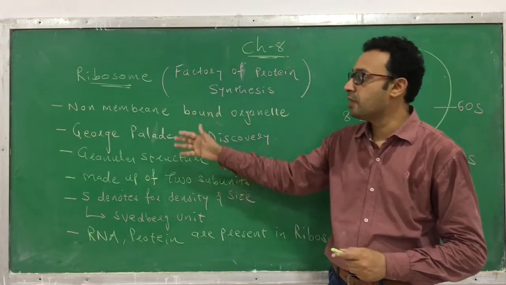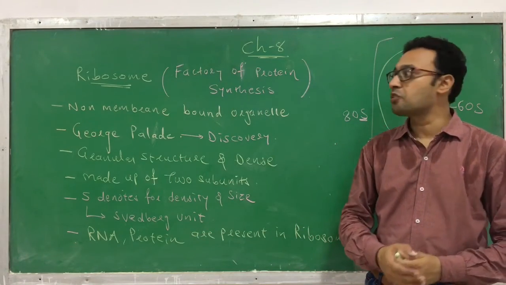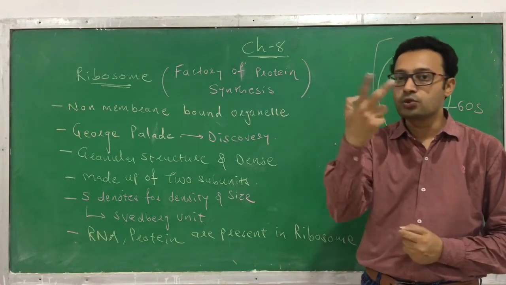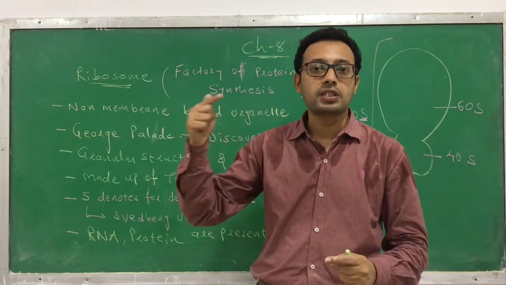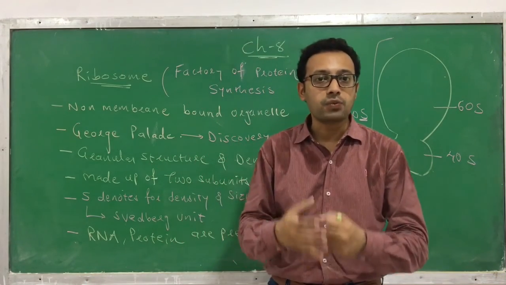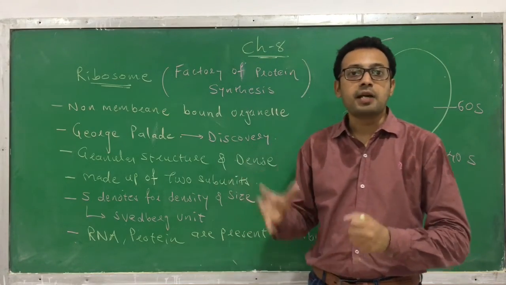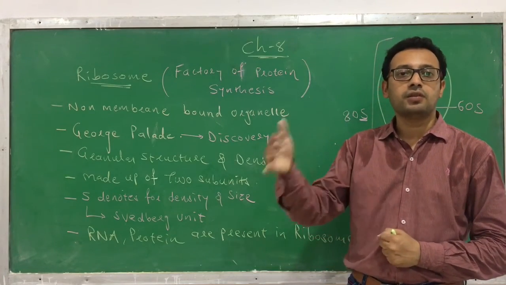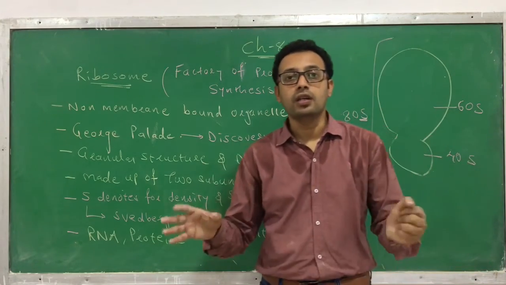It is non-membrane bound. It was discovered by George Palade. When observed under the electron microscope, it looked like a dense granular structure. It's made up of two subunits, larger and smaller. The larger subunit is 60 S, the smaller subunit is 40 S, total is 80 S. The S denotes the Svedberg unit, which indicates a measure of density and size. The ribosome is the factory of protein synthesis because it provides a site for synthesis of protein, and it also contains RNA and proteins. So that's all about the ribosome.